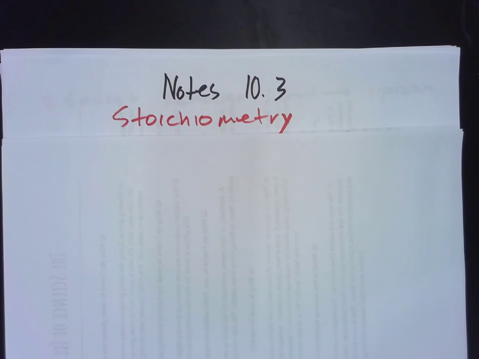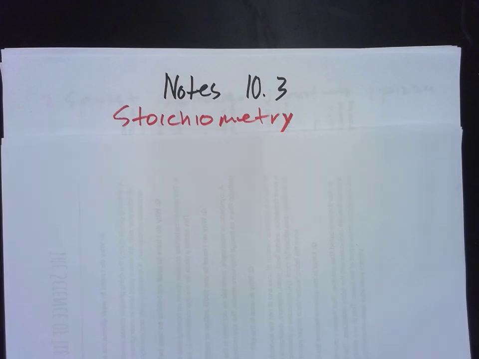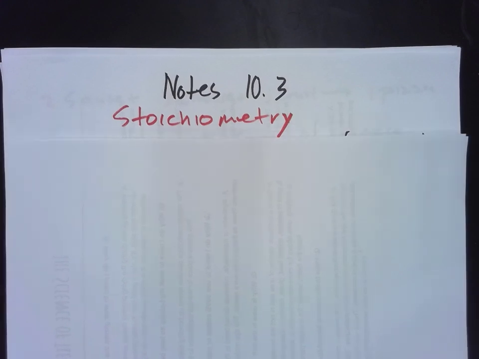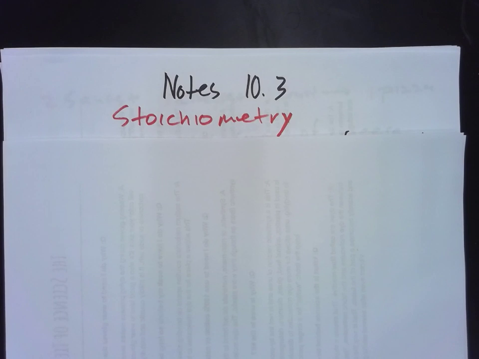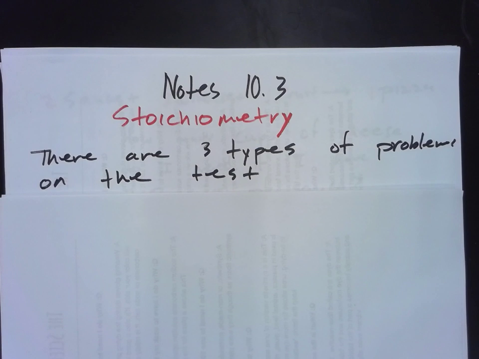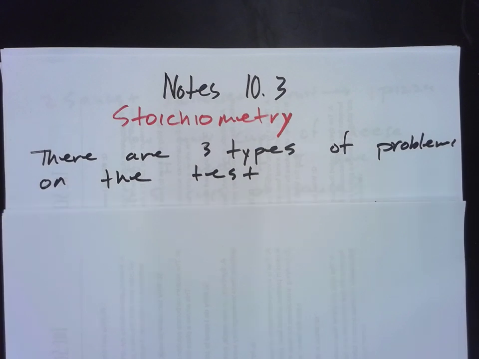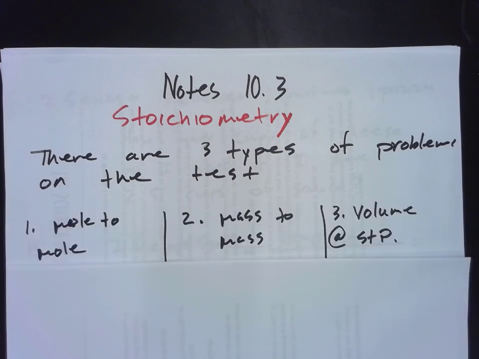Really interesting stuff. Stoichiometry. Before I explain what that is, I just want you to know that I looked over your test, and there are 3 different categories of stoichiometry problems. I'm going to have you write these categories. I'm going to have you write this first. 3 different types of problems on the test. And then here are your categories. You've got mole to mole, mass to mass, and volume of a gas at STP. Go ahead and copy that.